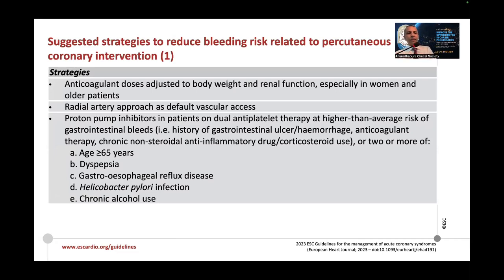So what are the things? Older patients, especially women with older age, have a high bleeding risk. So then, as I said, the radial approach is good, and PPI is indicated in patients on dual antiplatelet therapy with high bleeding risk. If the patient uses steroid or NSAIDs, previous hemorrhage, on anticoagulant therapy, age more than 65, dyspepsia, and chronic alcohol use, these indications are there. There are benefits, right?